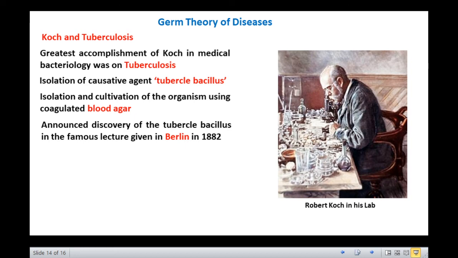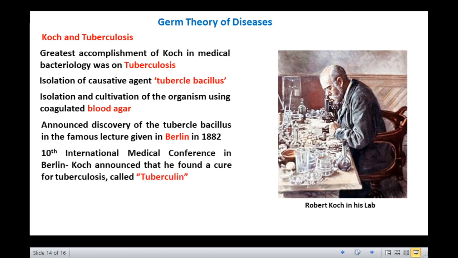Students, there was a fierce rivalry between France, led by Louis Pasteur, and Germany, led by Robert Koch, to prove their supremacy in the field of science. Hence, at the 10th International Medical Conference in Berlin, Koch felt forced to announce good news that he had found a cure for tuberculosis called tuberculin. Countless patients and doctors traveled to Berlin to obtain the remedy.